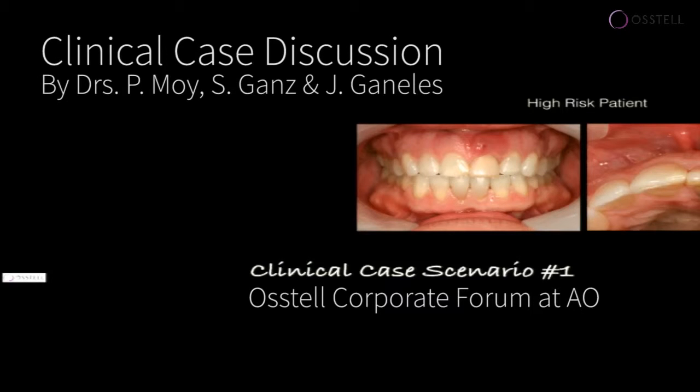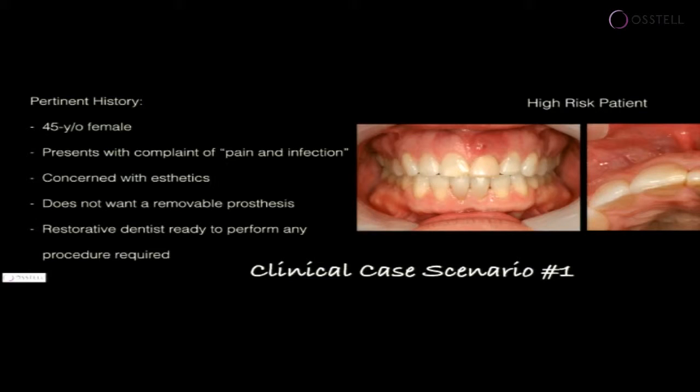So we're hoping that we can show you with these clinical cases that we have selected. Here is a 45-year-old female who presents with obviously a complaint of pain and infection, and you can clearly see the fistula over tooth number 9. This patient is obviously concerned about aesthetics, does not want a removable prosthesis throughout her treatment course, and our referral is ready to perform any restorative procedure that is required based on the end result of surgery.